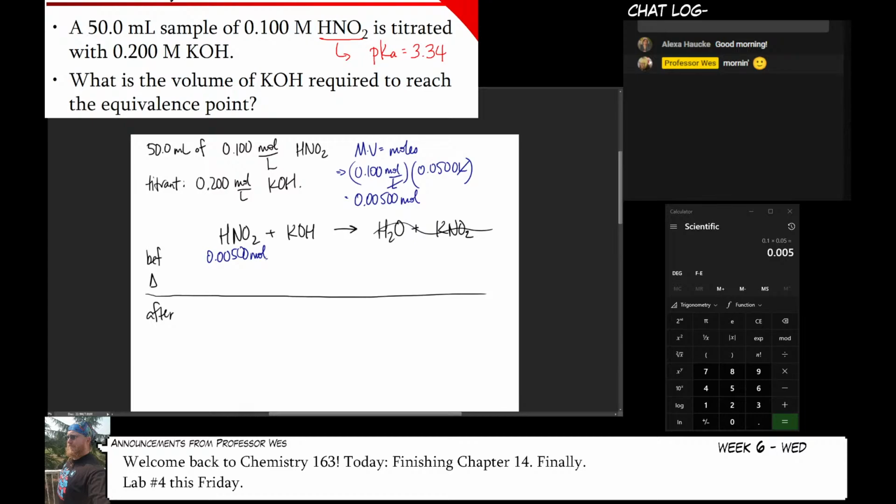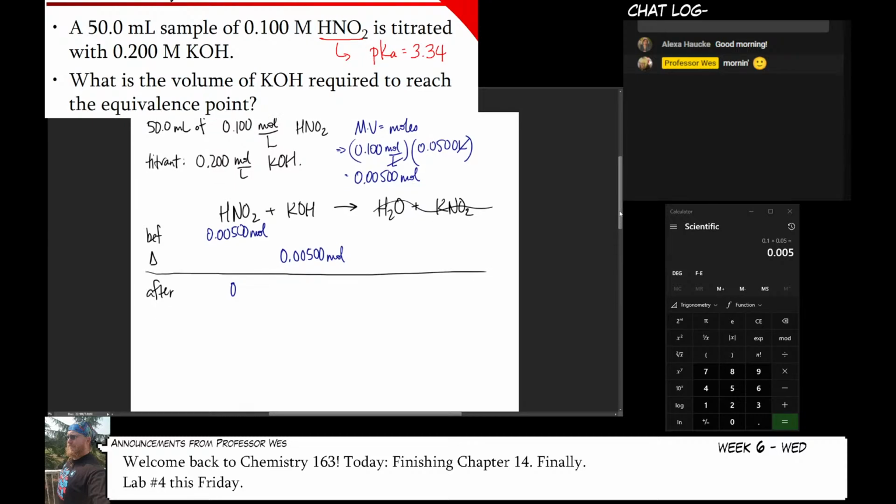Which makes sense, right? Now, if I wanted to completely titrate that, I would need to add just as many moles of KOH, right? Because then at the end, I would have 0 of this. So when do I hit the equivalence point? Well, it'd be when the total moles of KOH is 0.00500.